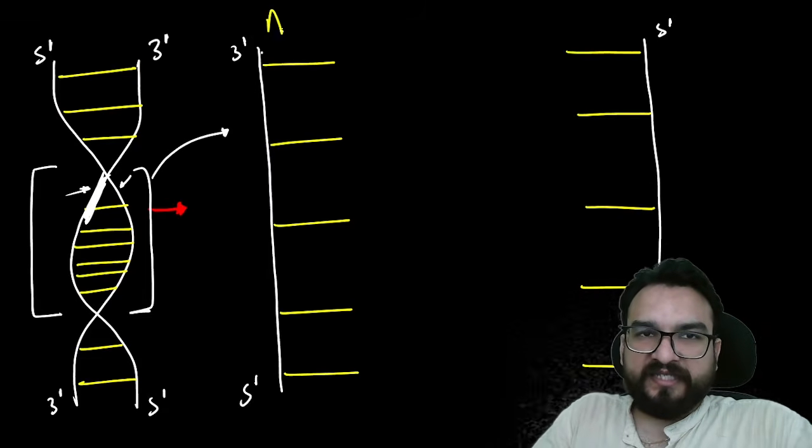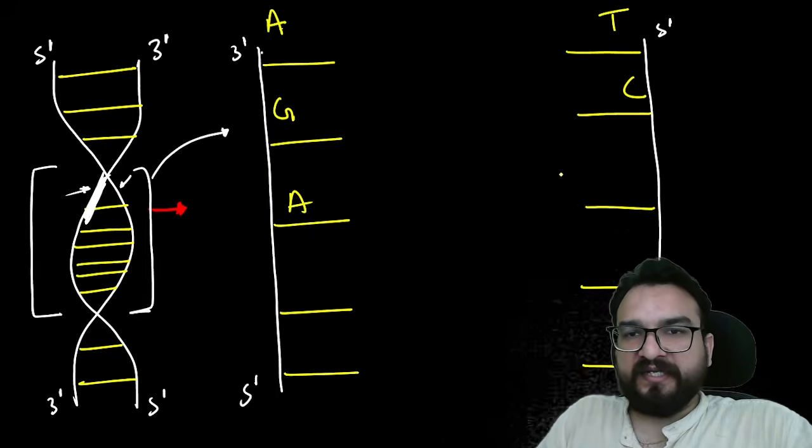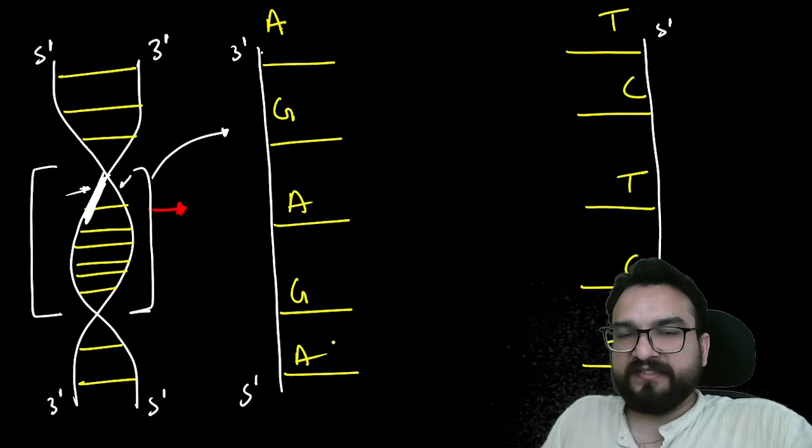Okay, suppose this was A, T. You know, always G, C. A, T, G, C, A, T. These are your nitrogen bases.